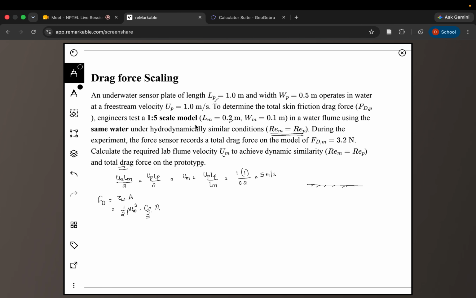And CF will actually scale as... what is the scaling of skin friction coefficient? We discussed a little while ago that your skin friction decreases as you go along the x direction. Or I would write it directly in terms of Reynolds number, so it will be clear.